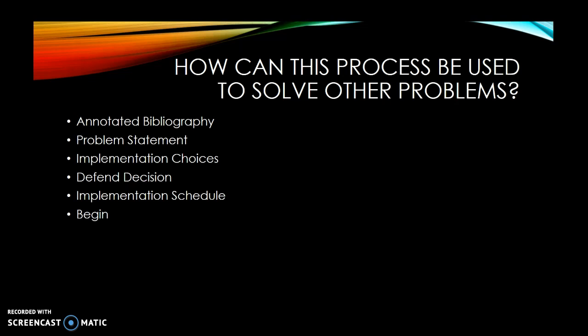That's really important. The implementation choices are choices that are based in that research from your annotated bibliography. You can take that to your administrator or a team and say these are some implementation choices to help this problem. And then the team can choose whichever one that they want. While you, as the person who's kind of developed this so far, you can say, well, this is the one I would choose and this is why.